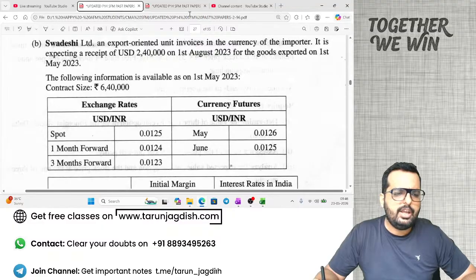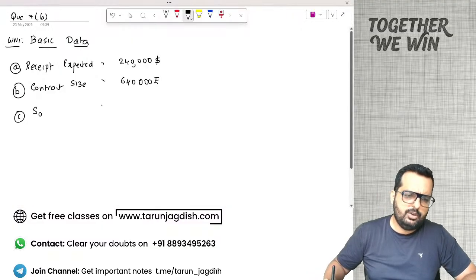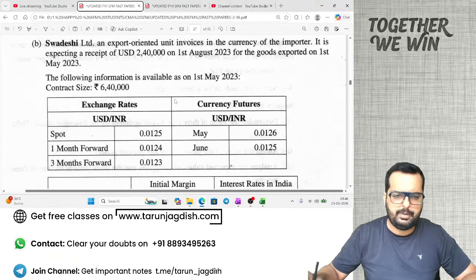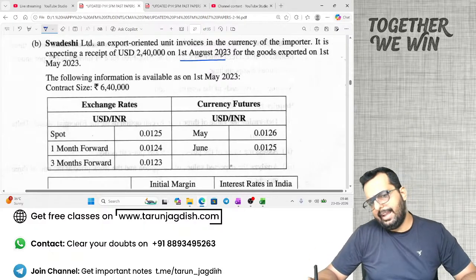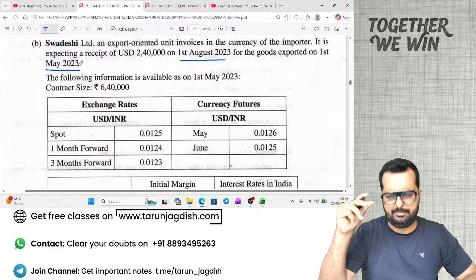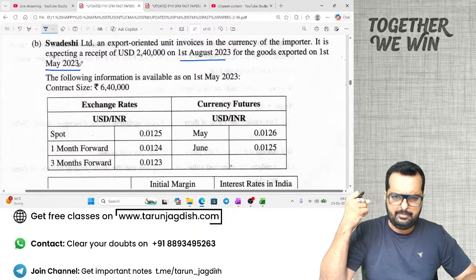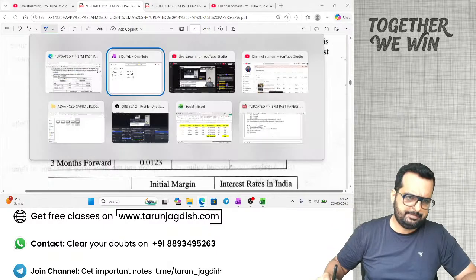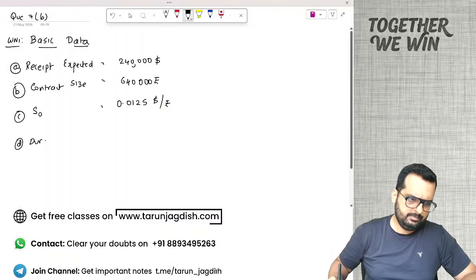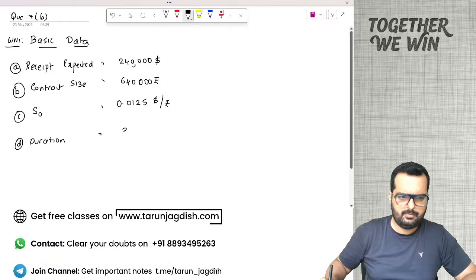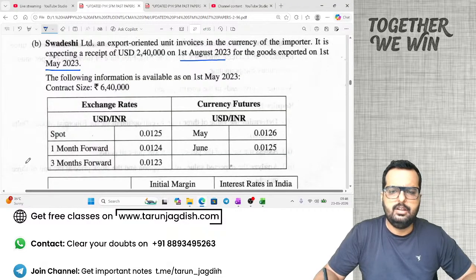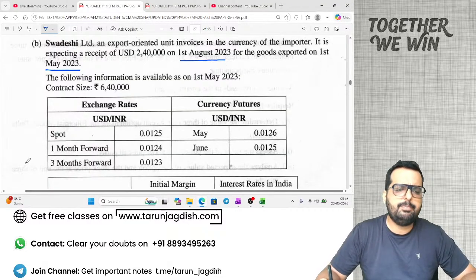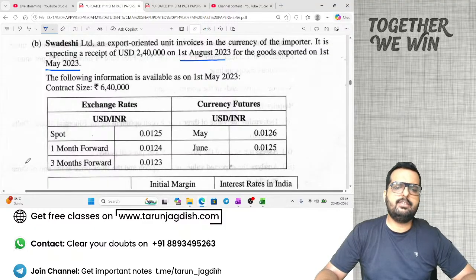Next thing. Down they have given you the spot rate. S0 is 0.0125 dollar per rupee. This is receivable on 1st August. For the export on 1st May, how many days are there? May, June, July, 3 months. Duration is equal to 3 months. Everybody clear? Next thing. So now next part, when you come down, what do you see over there?